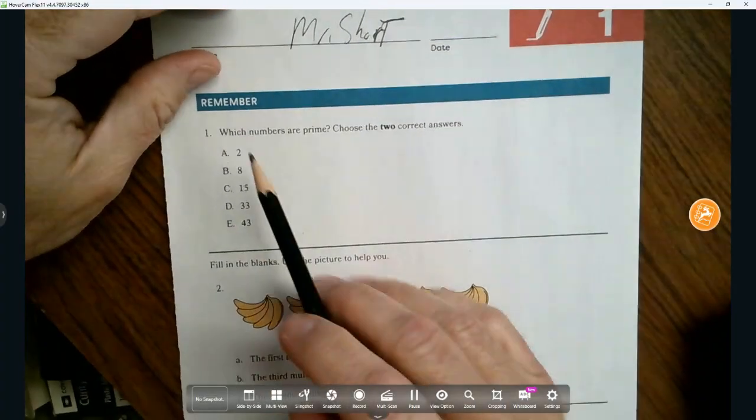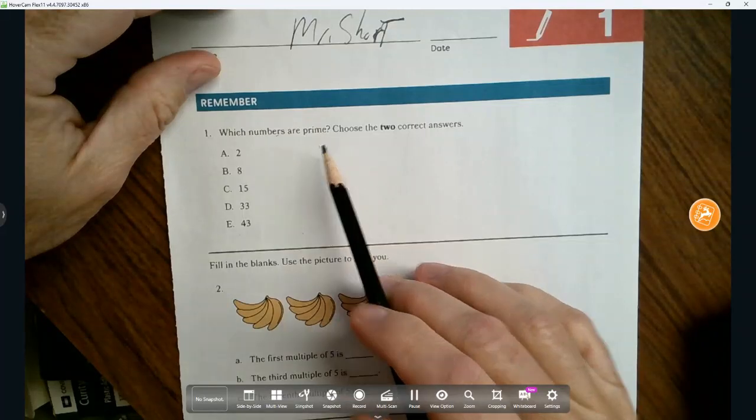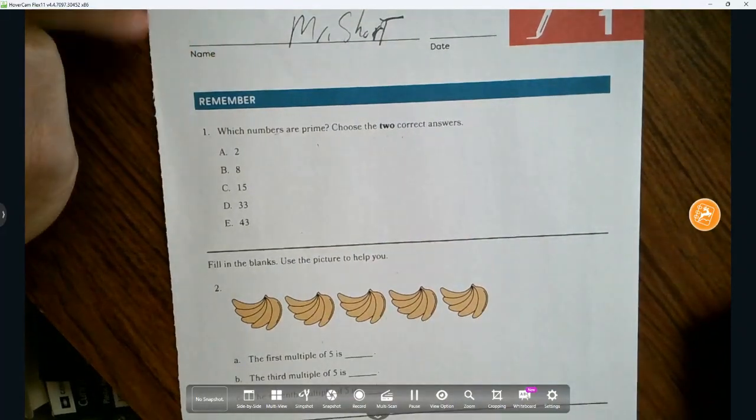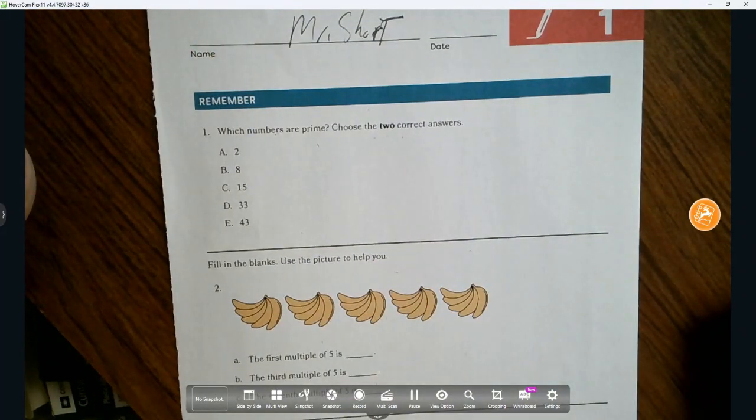All right. Which numbers are prime? Choose the two correct ones, right? Remember, prime means it can only be divided, or I'm sorry, not divided. Well, divided is technically also true. But you can only multiply one and the number by itself to make the number, right?